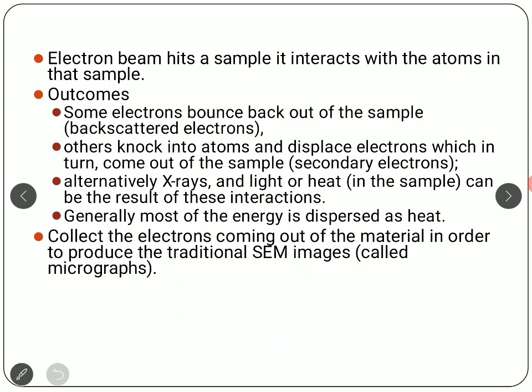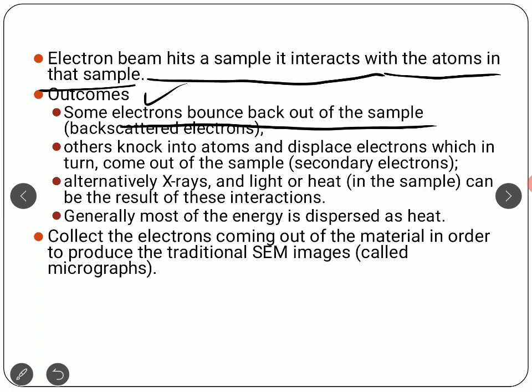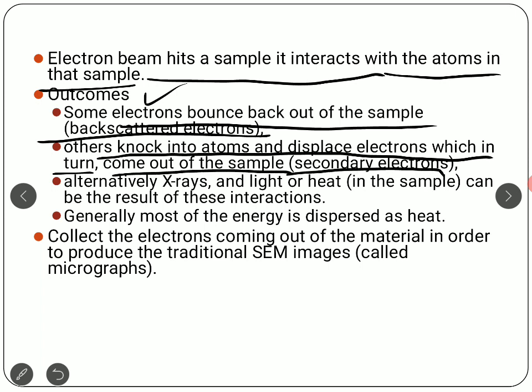So as I said, when the electron beam hits the sample, it will interact with the atoms in that sample, and definitely the outcome will be electrons. For example, some electrons will bounce back out of the sample; these are called backscattered electrons. Others actually knock into the atom and displace an electron, which in turn comes out of the sample; these are called secondary electrons. So we have a primary source, and basically it's knocking out an electron which was present inside the atom. Those electrons coming out are called secondary electrons.